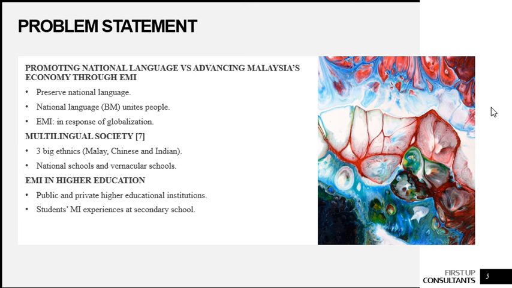So, what's the problem? In order to promote our own national language, that is Bahasa Malaysia, we also have our concern on the use of English in advancing Malaysia's economy. We know that by implementing Bahasa Malaysia as the medium of instruction, it will preserve our national language. And we know that BM, our national language, unites people.